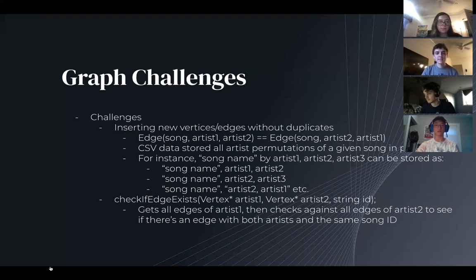In inserting vertices and edges, we needed an efficient way to check for duplicates. We landed on using an unordered map to store our vertices in our graph class, where the key was the artist ID and the value was a pointer to an instance of our vertex class. Since the unordered map was stored in a hash table, we could check for existing vertices by calling the map's find function with O(1) lookup time, searching based on the ID of the artist.